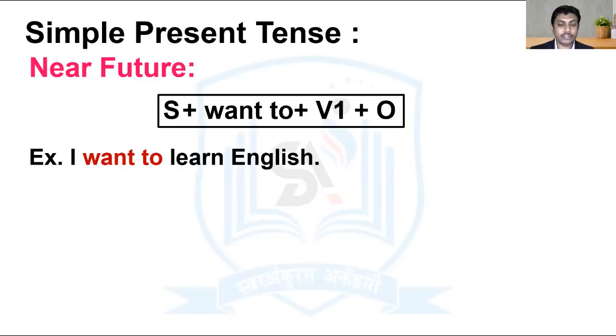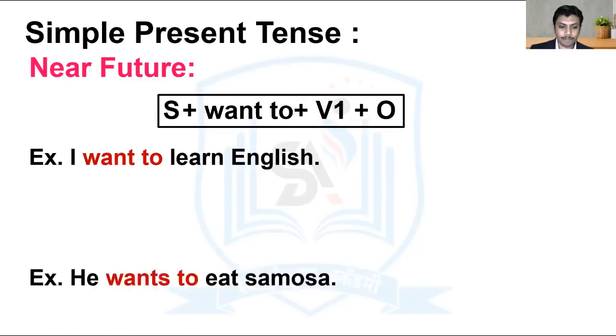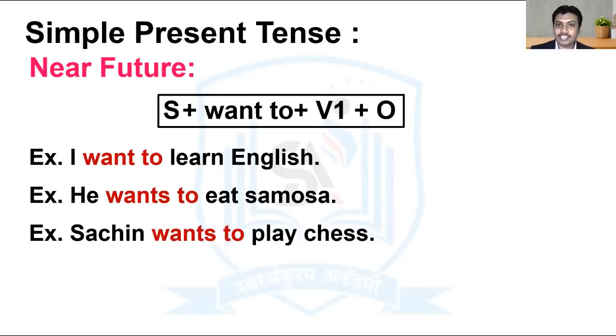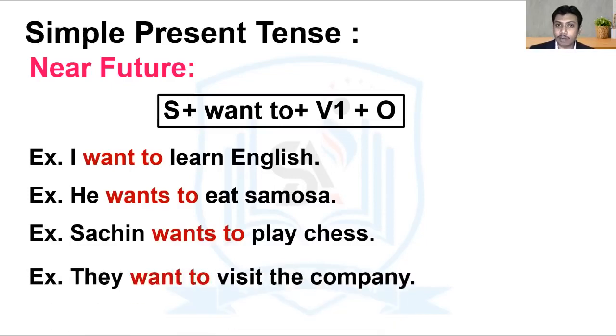If there is a subject which is singular or he, she, it, I will use S with want. Now see, he wants to eat samosa. Then Sachin wants to play chess. They want to visit the company. Now here we are talking about the desire. And when we talk about desire, it's all about understanding the near future, which is about to happen.